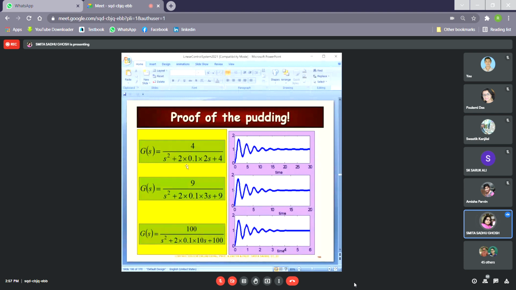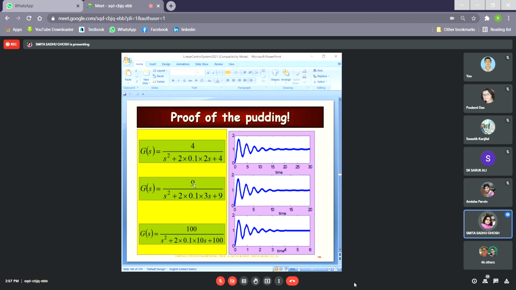s square plus 2 into 0.1 into 2s plus 4. Why it's broken up, you can understand, isn't it? This is omega n square, so 2 square over here, and then you have 2 zeta omega n s. So omega n is 2, and the damping ratio is 0.1 for this first system.